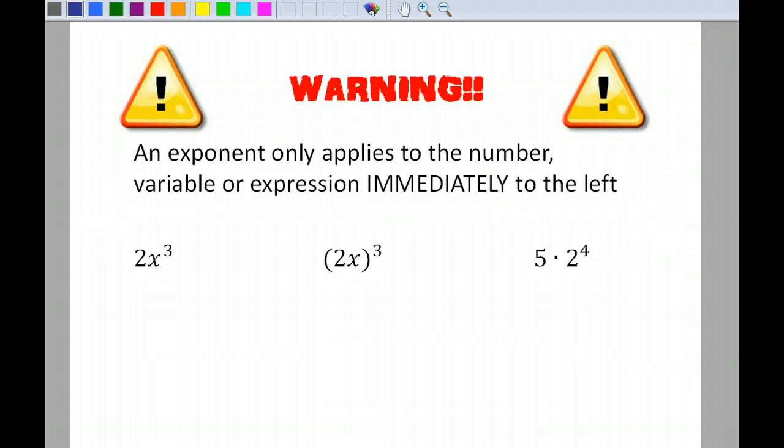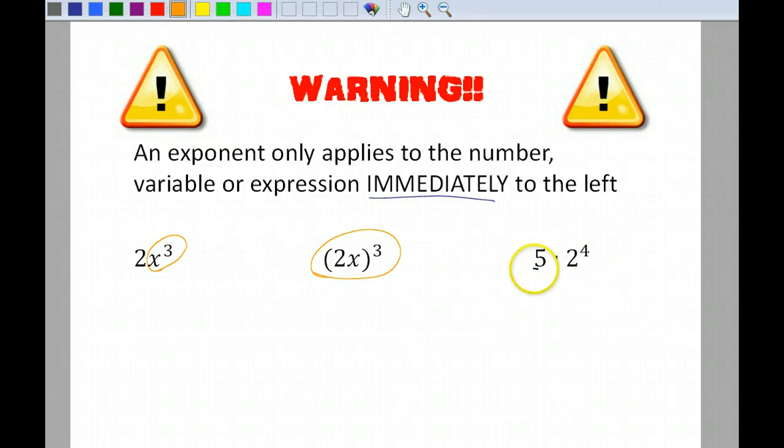Okay, now I've got to give you a warning. An exponent only applies to the number, the variable, or expression immediately to the left. So let's take a look at this. So I have 2x to the third power. This, or 2x cubed, however you prefer to say it. The only thing that would be cubed would be this x value. Notice there's a slight difference in the next one. I have parentheses 2x cubed. 2x is cubed this time. So over here, x is cubed. Over here, the entire thing is cubed because of the parentheses. The parentheses tells you that I have 2x times 2x times 2x.